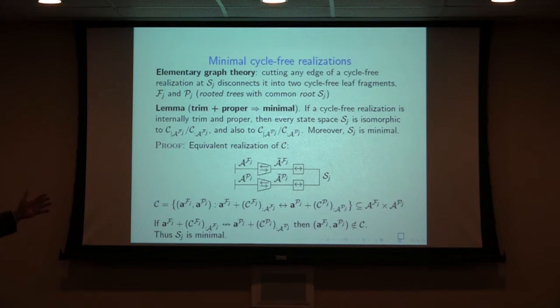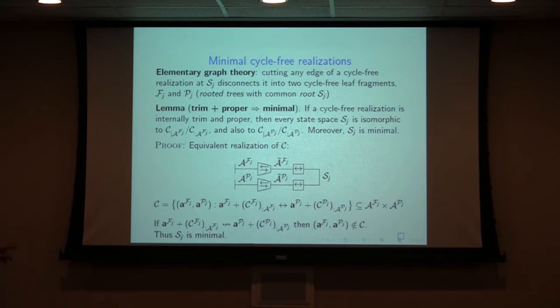I've already shown that this is an equivalent realization of each of the cycle-free leaf fragments tied together at Sj. Therefore, Sj must be isomorphic to both of these things. In fact, since this is a realization, this shows me that the code is the set of all pairs of past and future components that are in corresponding cosets. So that's a realization with only a number of states equal to the number of such cosets, which I can measure either on the past or the future.